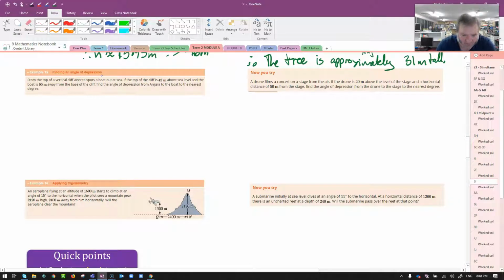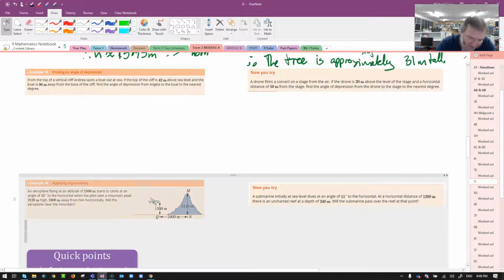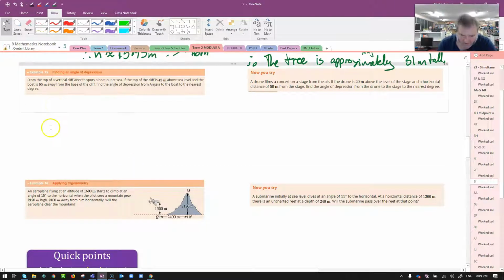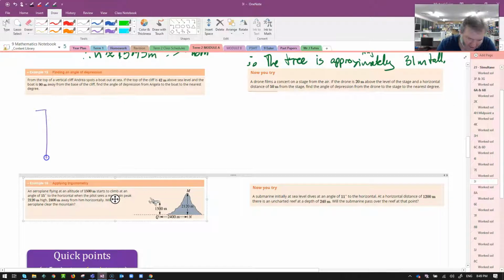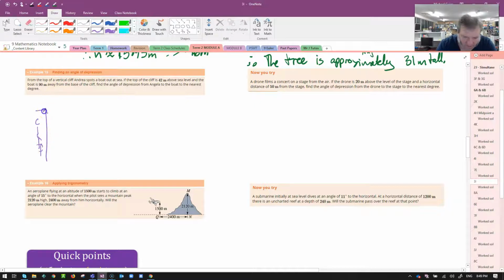For example, 15. From the top of a vertical cliff. Here's a vertical cliff. Not many cliffs are actually vertical. Let me draw. There we go. You can even label it cliff if you want. From the top of a vertical cliff, Andrew spots a boat out at sea. There's my amazing little... Oh, let's make it a cruise ship. I'm sure they're all very happy to be cruising and not at all worried about catching anything too soon.